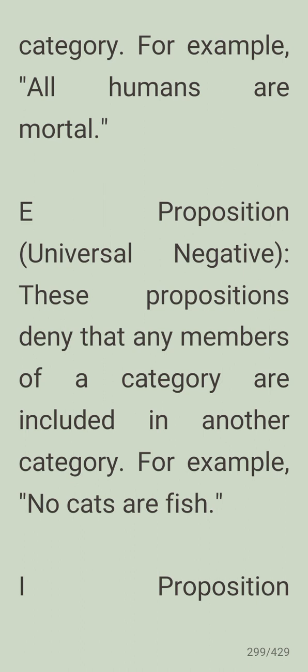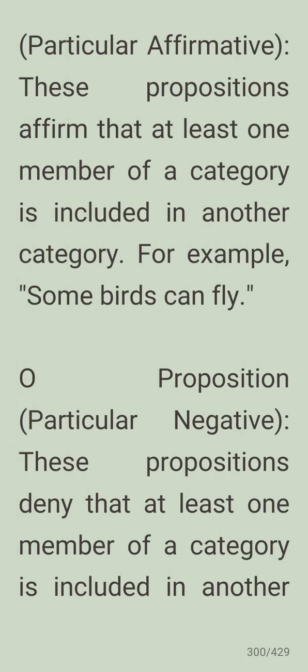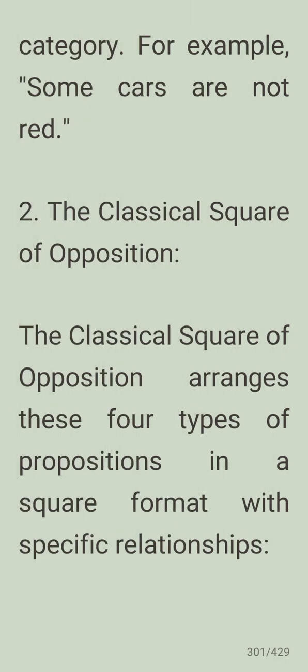The next proposition, E, universal negative. These propositions deny that any members of a category are included in another category. For example, no cats are fish. Then I proposition, particular affirmative. This proposition affirms that at least one member of a category is included in another category. For example, some birds can fly. Then O proposition, particular negative. These propositions deny that at least one member of a category is included in another category. For example, some cars are not red.